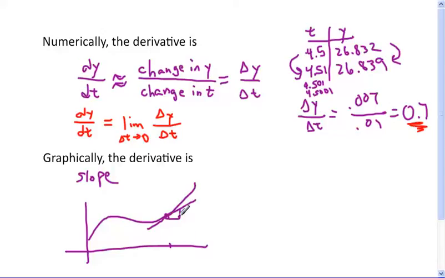Your rise is a change in the y-coordinate. Your run is a change in the t-coordinate. And so you see that rise over run really is just this computation. It's the change in y over the change in t. But again, graphically, the interpretation is it's the slope. It's how steep your graph is. So that's going to be a really important fact. It was important in calculus, right? And it's going to be really important in differential equations.